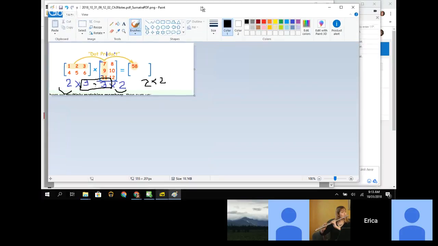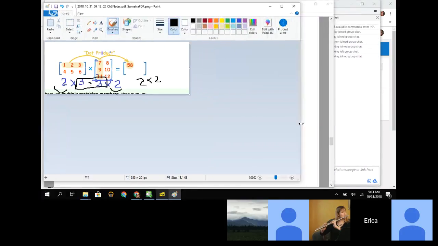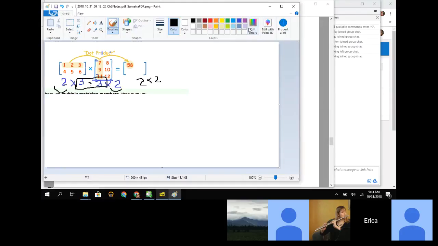All right, so just to make sure you guys get it, if I had a 5 by 2 matrix, so I have 5 rows, 1, 2, 3, 4, 5, and 2 columns, okay, 5 by 2, and I'm multiplying that by a 2 by 3 matrix. Okay, 2 by 3 matrix.